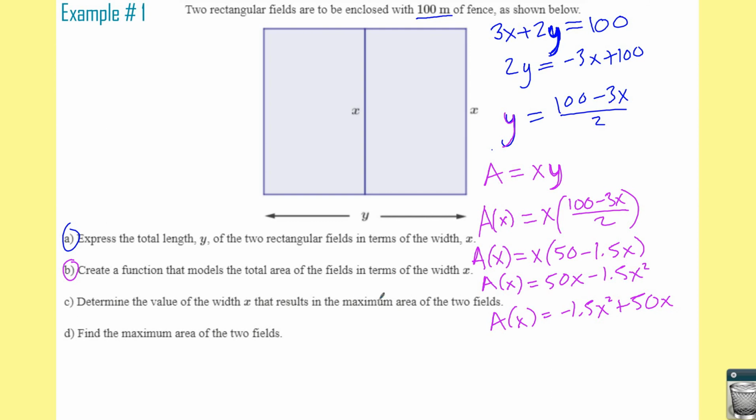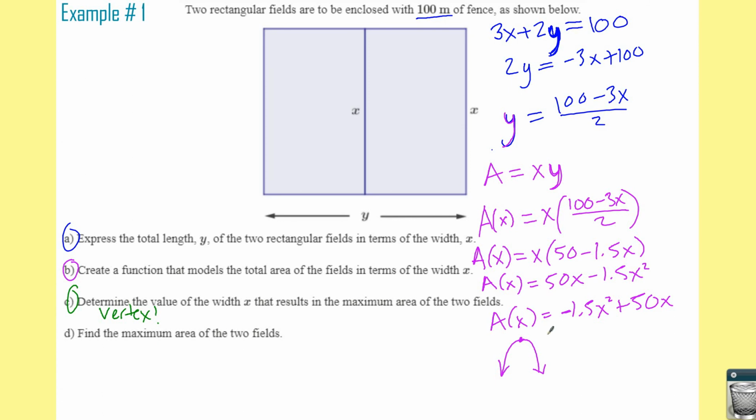So determine the value of the width, x, that results in the maximum area. So the biggest A value, so we need to figure out, because think about this, it's a negative a, so we know it's like going like this. So the A of x represents y. We want the highest y, which is our vertex. So C is just asking for the vertex.